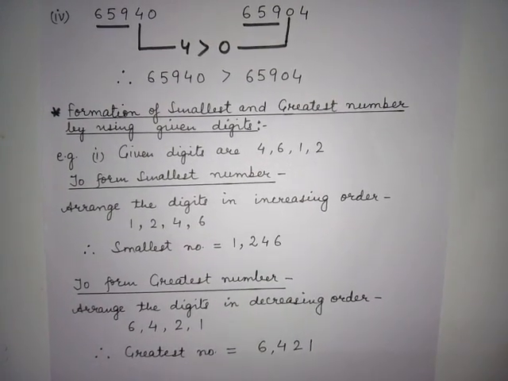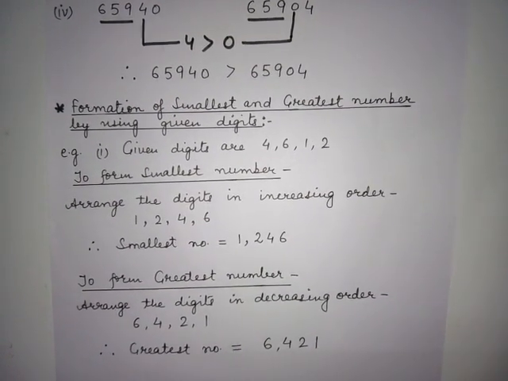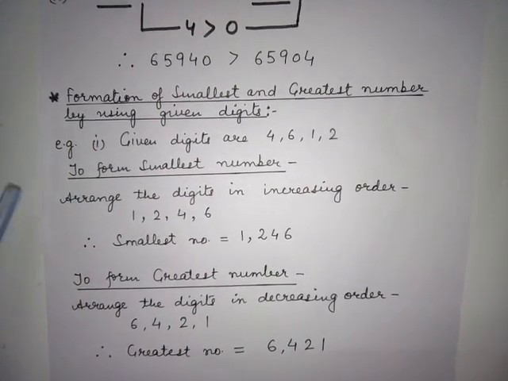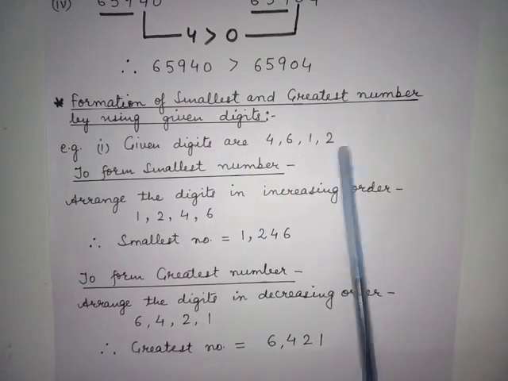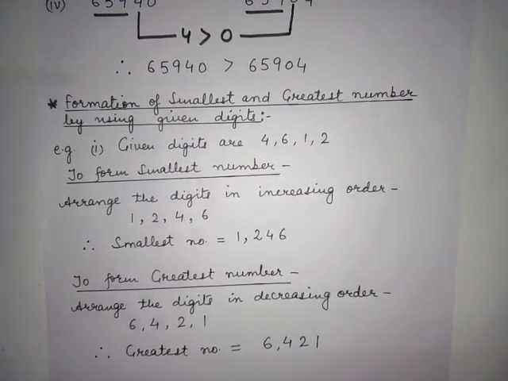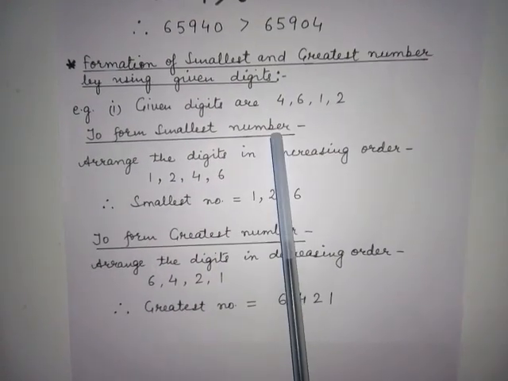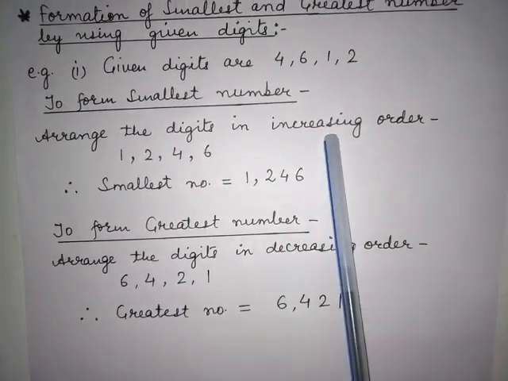Suppose you have some digits and you have to form the smallest and greatest number by using those digits. How will you form it? You can see this example. We have these digits 4, 6, 1 and 2. So first of all we form the smallest number. To form the smallest number we have to arrange the digits in increasing order.